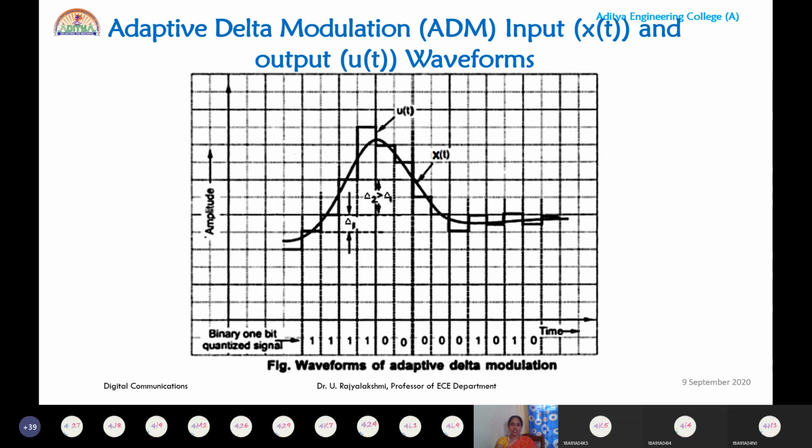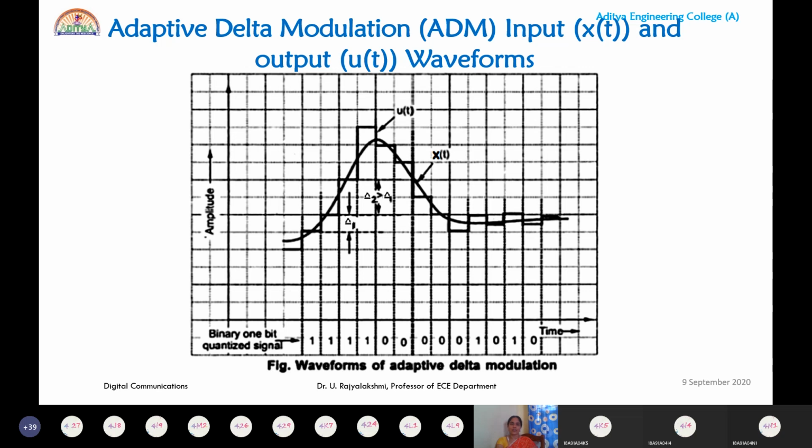Initially the slope of X of t is very high. At that time, the logic should be such that the step size of the staircase waveform doubles. Later, once again X of t rapidly reduces, and then also the step size of U of t should double. Now after some time, what happens to X of t? There are no amplitude variations in X of t, or slow amplitude variations. Then the step size is reduced to half. Please observe the step size of the staircase waveform when X of t variations are very minute. When X of t amplitude variations are minute, the logic is written in such a way that the step size is reduced to half.